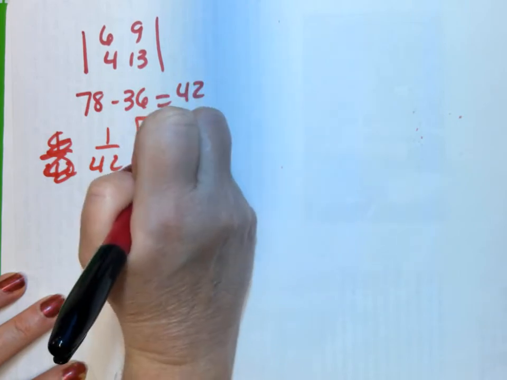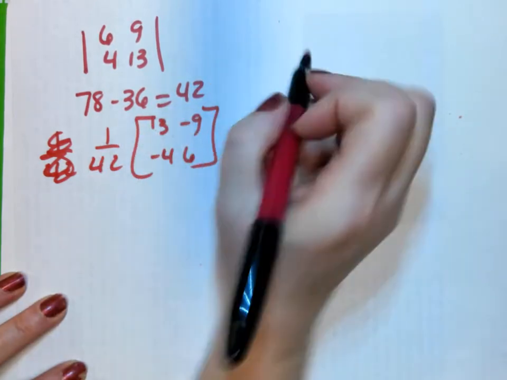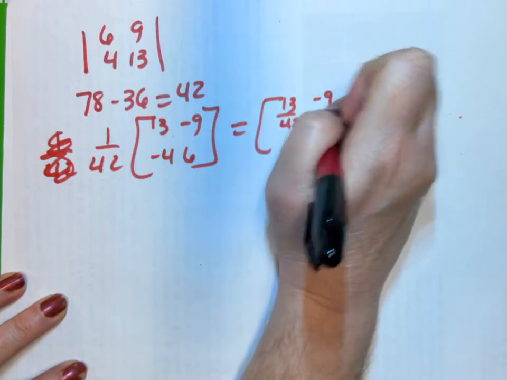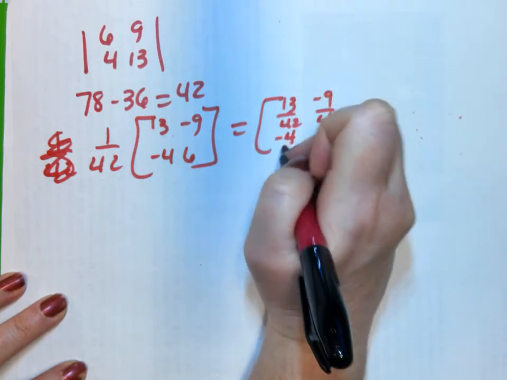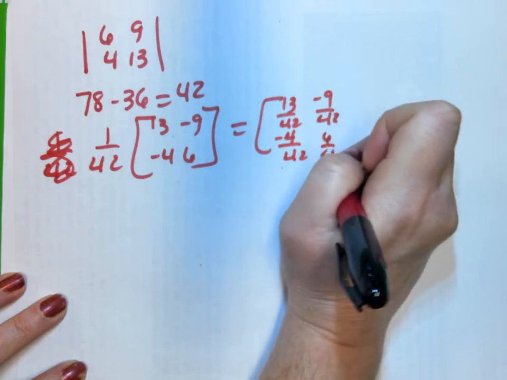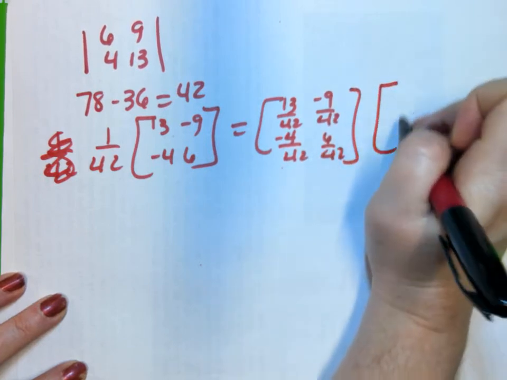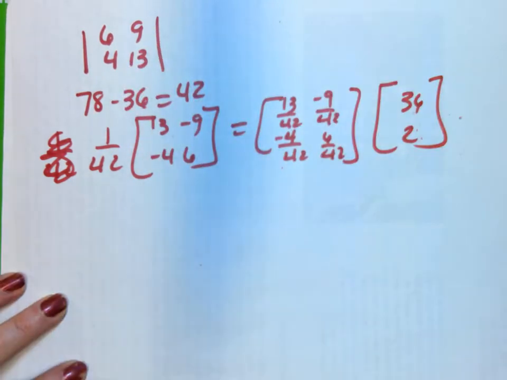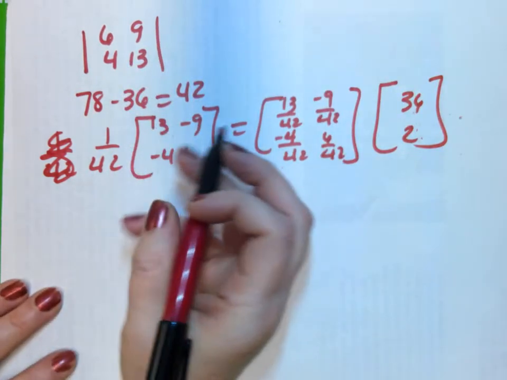13, negative 9, negative 4, 6. That leaves me the inverse of 13 over 42, negative 9 over 42, negative 4 over 42, and 6 over 42. I multiply that by 36, 2. Those are my answers.